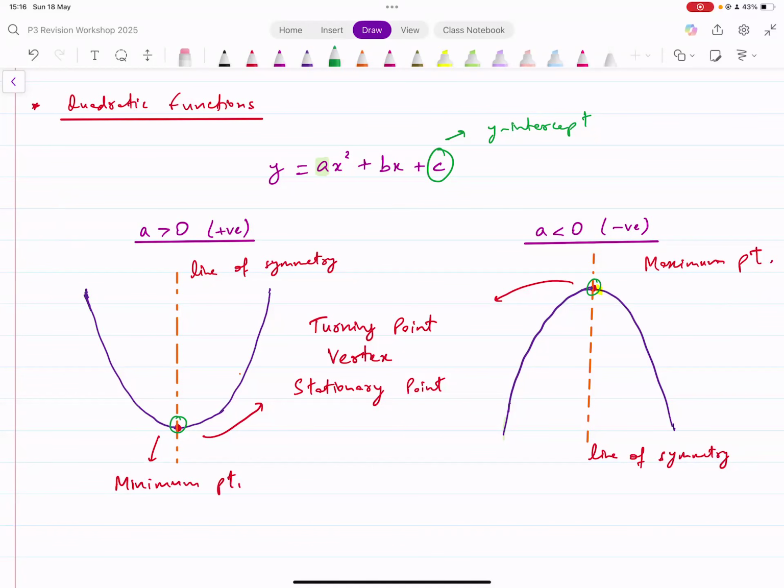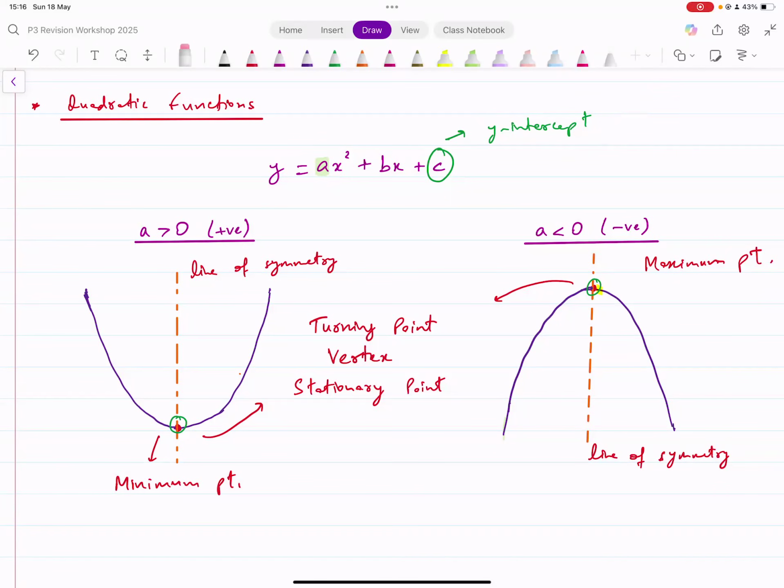So first of all, there are 2 possible shapes, U-shape or an N-shape for a quadratic function. You get a U-shape when the coefficient of x squared is positive. When it's negative, you get an N-shape, right? C, the constant, represents the y-intercept.